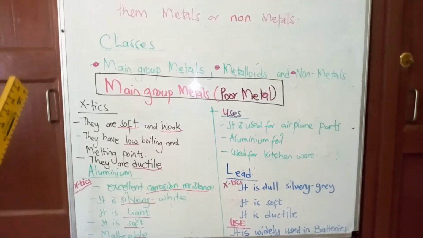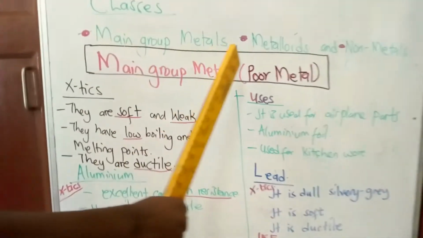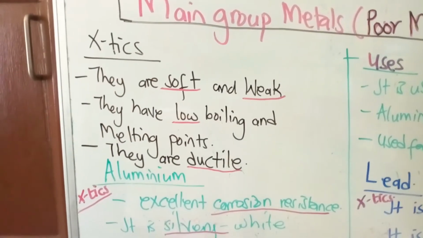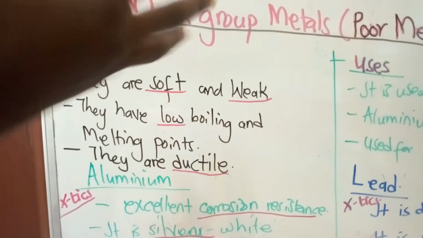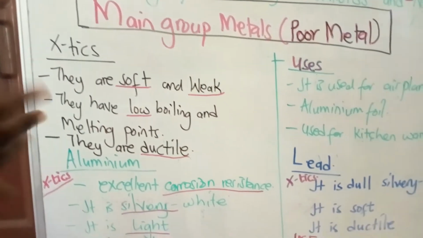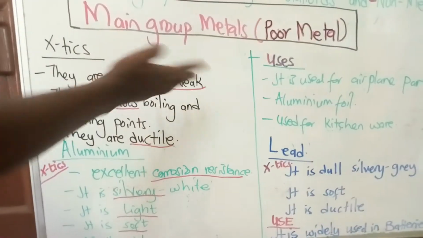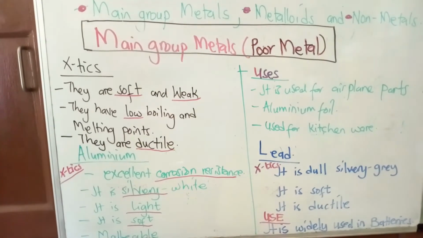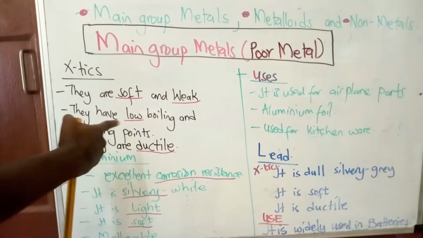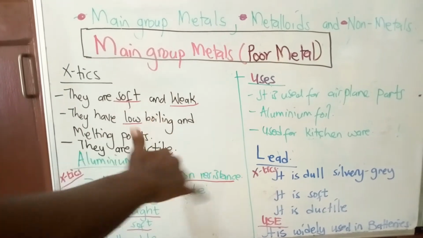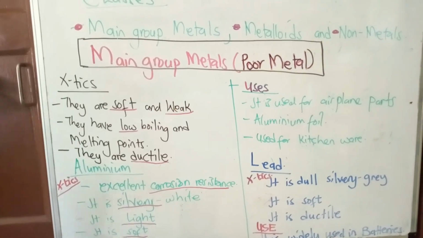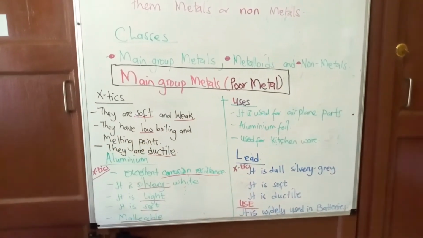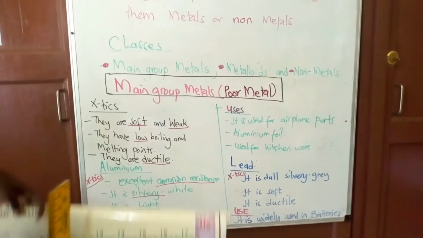And these have got characteristics. Yeah, they are poor metals, and their characteristics are simply they are soft, they can be cut by a knife, like what we looked at in the alkali metals. They are weak, they have low boiling point and low melting point. They can easily boil and easily melt. They are ductile. You can mold them into different shapes to form maybe a bowl or a pipe, anything. They are all ductile.